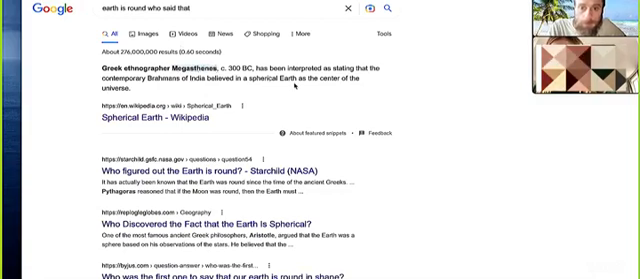And now people think that the idea is actually older. Brahmins of India believed in a spherical Earth.